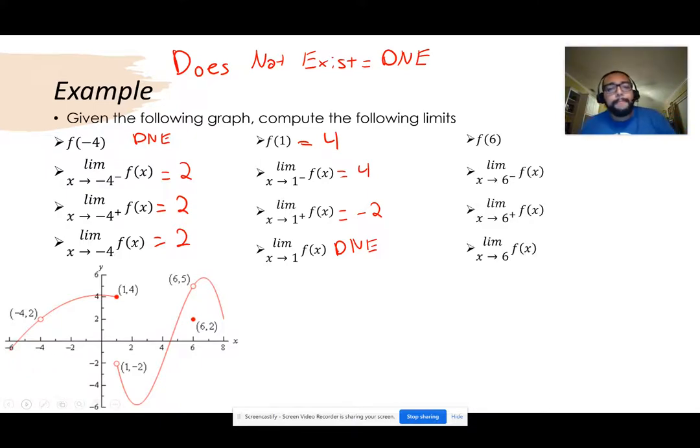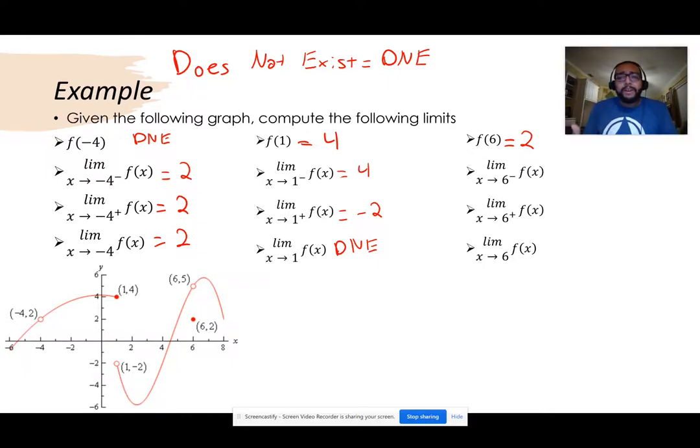One more. f of 6, and then 6 from the left, 6 from the right, and then just 6 altogether. So f of 6 here, again, open dot, which is on the graph too, but there's a closed dot down there. So what does that mean? That means f of 6, I'll give you three choices again. Is it 5? Is it 2? Or does not exist? Again, give it a shot. You're correct. It actually would be 2.